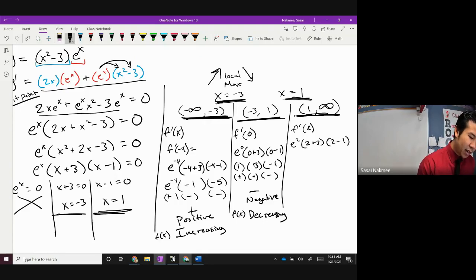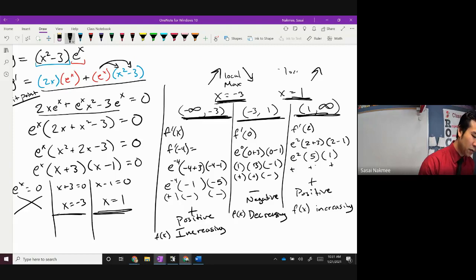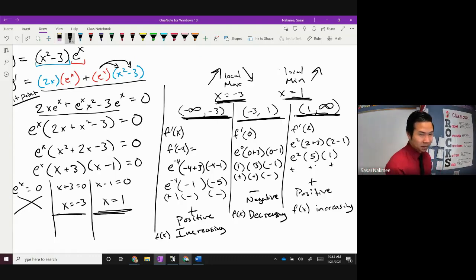E to the 2 is going to be a positive number. 2 plus 3 is going to be a positive 5. 2 minus 1 is going to be a positive 1. So I have a positive number times a positive number times a positive number, which means my end result is going to be positive, which means that f of x is going to be increasing on this interval, which means that over here it's going down, then over here it's going up. So x equals 1 is a local minimum. There you go. There are your local extrema. That's how you find them based off of what's given.